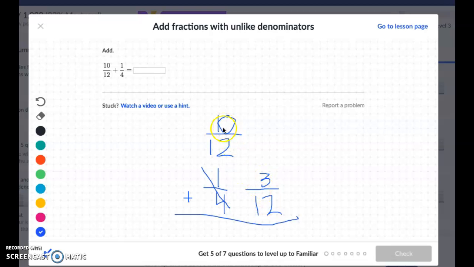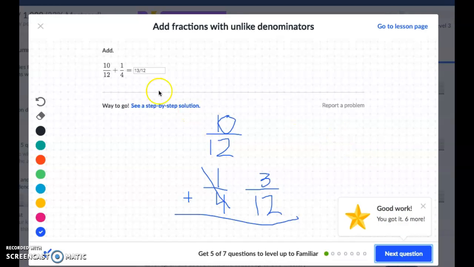And now I have 10/12 plus 3/12, and that's going to give me 13/12. Now, if I answer 13/12, I'm not sure if they're going to allow that as an answer or not. Okay, they did in this case. So maybe in our future lessons, we're going to talk about how typically we would not want a larger number on the top as an answer.